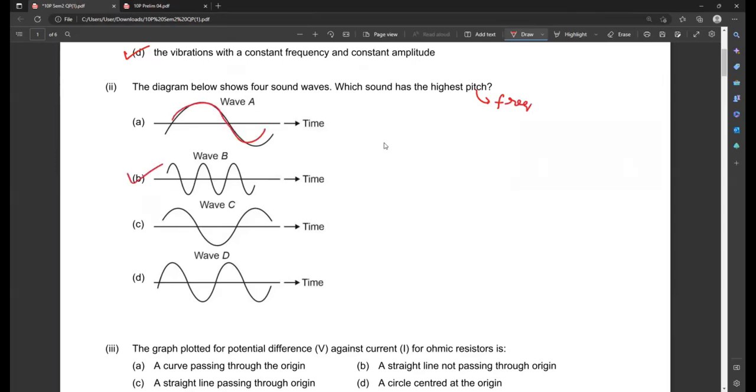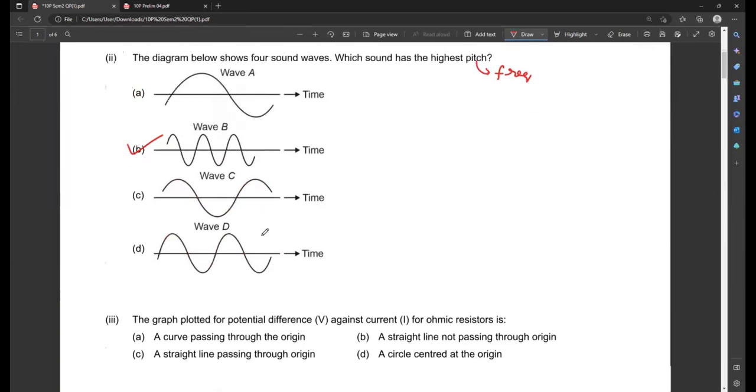So here you can see one wave is formed. Over here, 1, 2, 3 waves are formed. Here this is 1.5. And over here, 1 and 2 waves are formed. So the highest pitch will be B.